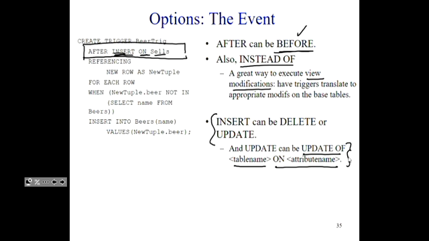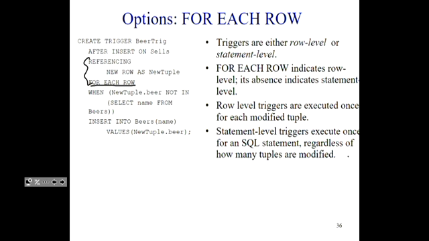Then you have the middle part, which I will go in reverse order. I'll start with for each row and then I will talk about referencing. So the way to execute triggers, so remember that when you are having an insertion or an update or a delete, you often do multiple things at a time. You may insert 10 tuples at a time, you may insert 1 tuple at a time, or modify 10 tuples at a time, 1 tuple at a time. So in any case, there could be multiple things that are being modified.